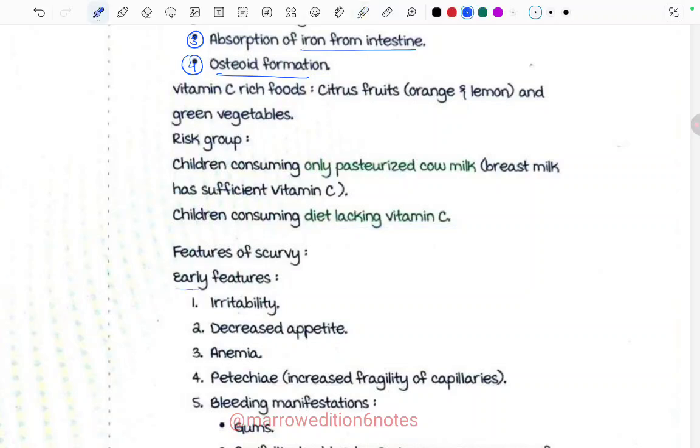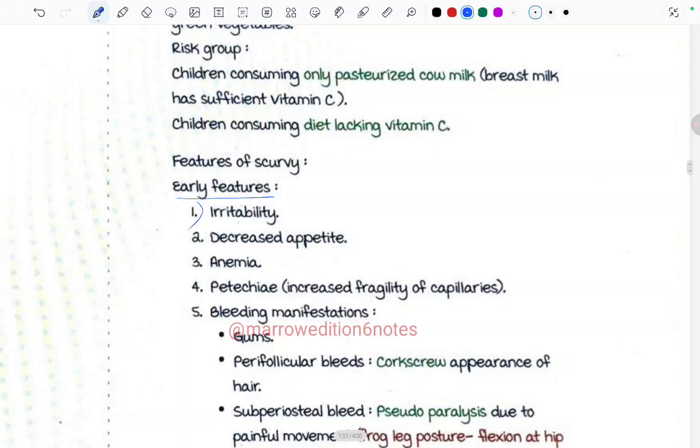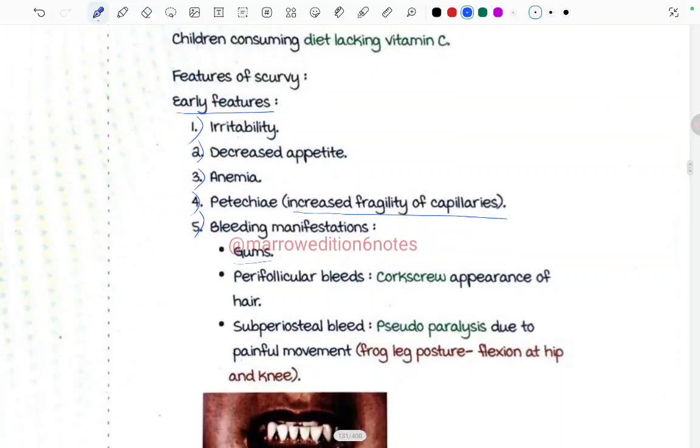So, what will be the early features of scurvy? It is irritability, decreased appetite, anemia, petechiae, that is increased fragility of the capillaries, and bleeding manifestation. Bleeding manifestation will be seen in gums and perifollicular bleeds like corkscrew appearance of the hair, and subperiosteal bleed, pseudoparalysis due to the painful movement.